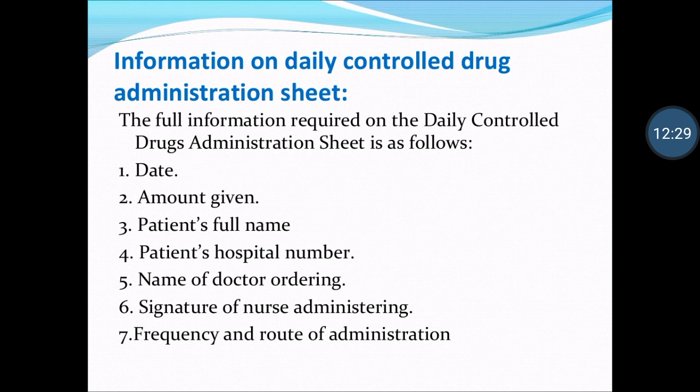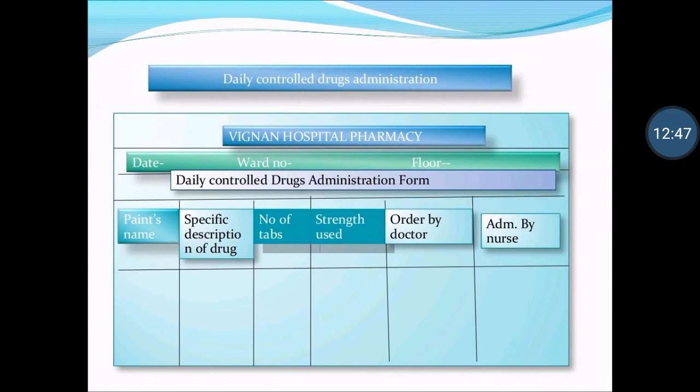This sheet stays with the patient, and on a daily basis the sister fills in how many doses were administered, not purchased. Only after administration do the nurses record how much dose was given to the patient. Then there are different types of charts for daily control drug administration.